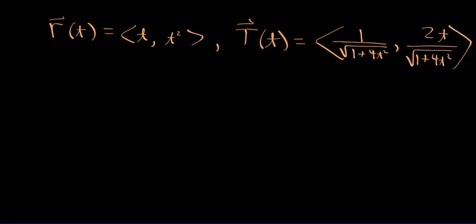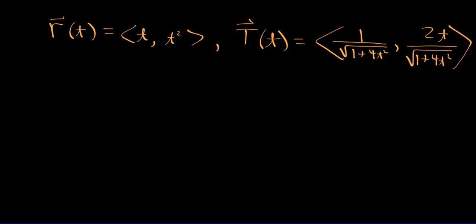Okay. That's what we just dealt with, right? We had t comma t squared. We differentiated it. 1 on the top, 2t on the top, just the derivative, and I divide it by the magnitude. Any questions about that? And that's what we get. That's the unit tangent vector.